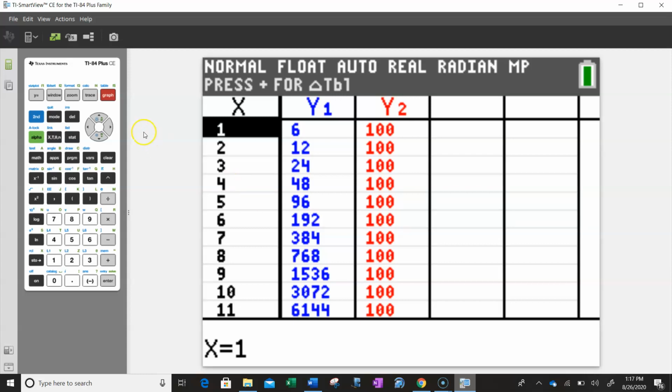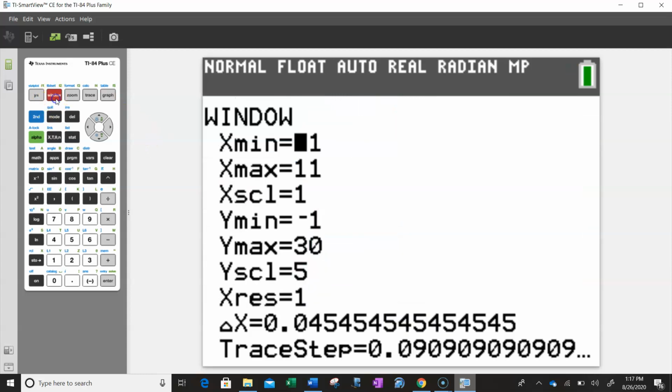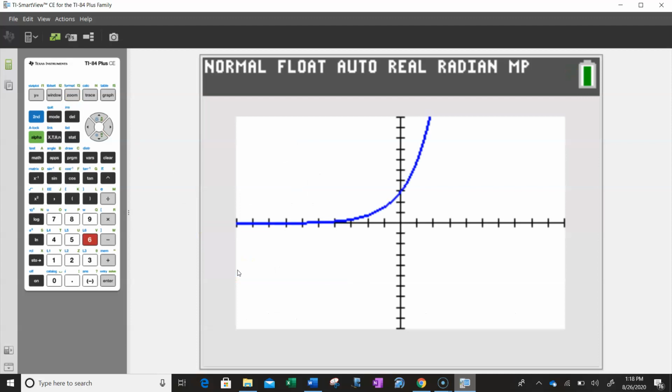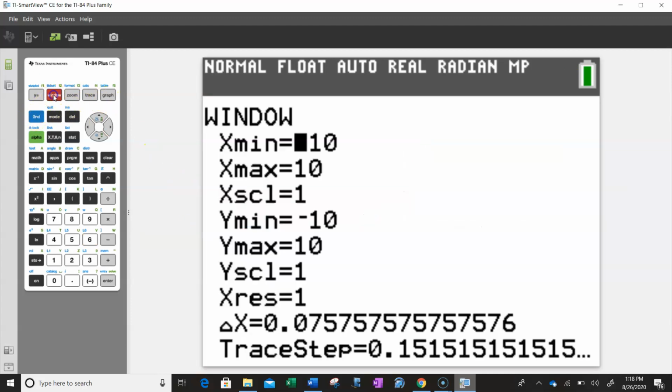That helps us so we know how to fix our window. So I know when I'm setting up a window now, and I'm going to real quickly just fix this, guys. I'm going to go to a standard window. So I'm going to hit Zoom 6, which will be Zoom standard. That way my window is not messed up. So now I'm going to go back to the window.